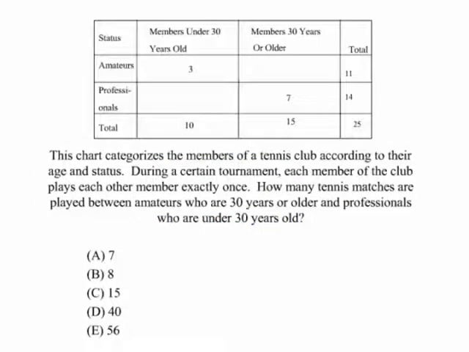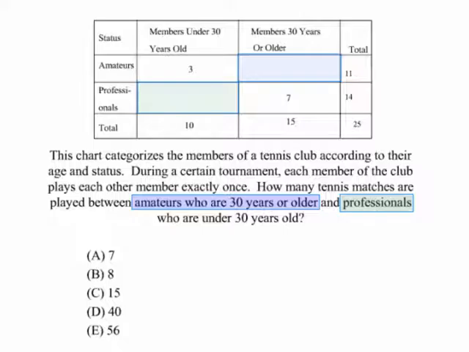Now this is a chart or graph problem where you're being asked to interpret something from the chart. You're going to have to do a little bit more work than just look at it. We want here how many matches are played between amateurs 30 years or older, and let's look where we're going to find those. We'll find those in this box, and professionals who are under 30 years. Well, we look there at that box. Okay, both of them happen to be blank, so we're going to have to do some deduction here.